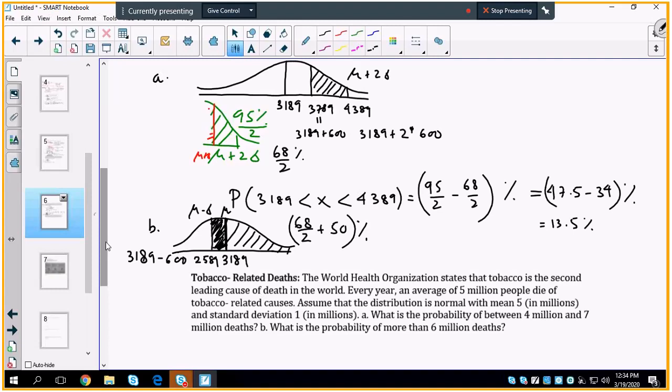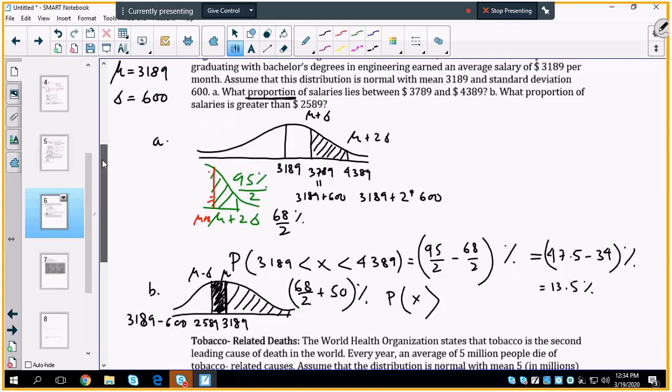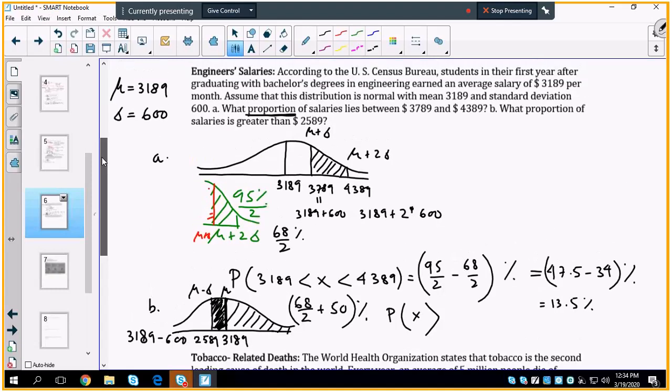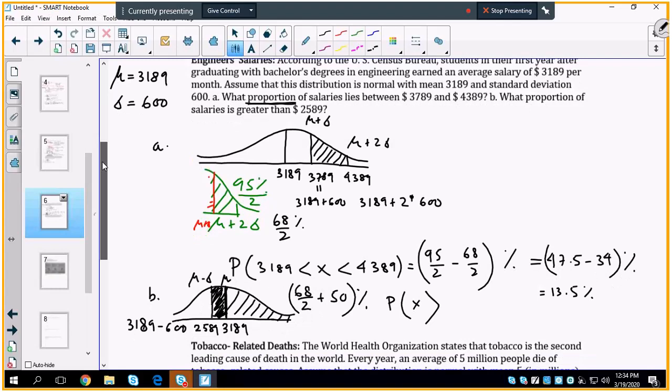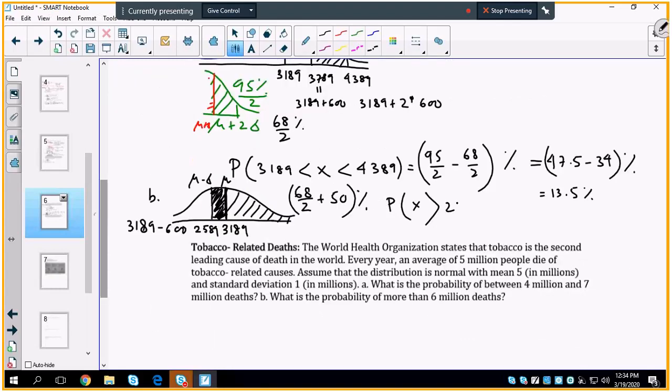So I will say probability, and how do I write it? My x this time should be greater than, because the question asked what will be the proportion that is greater than 2589. So x should be greater than 2589, and that should be 68 over 2 plus 50, exactly what we found out, percentile. So 34 plus 50 percentile, which is 84 percentile, answers my question.